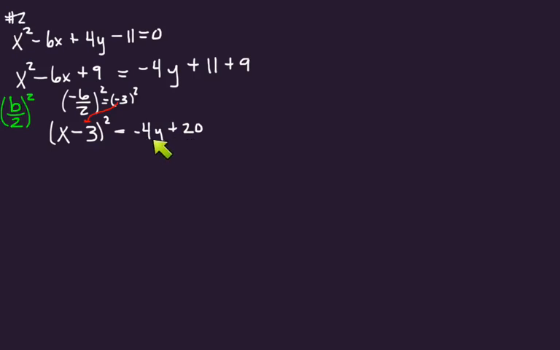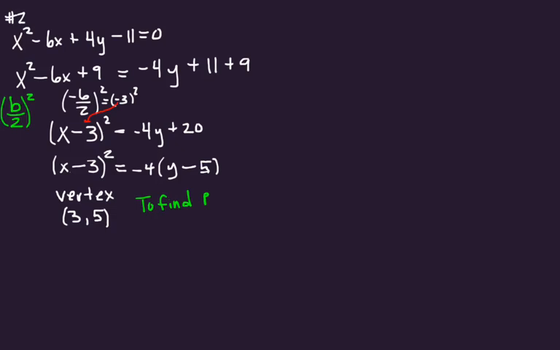But now I need that y to have a coefficient of 1, so I'm going to factor out the negative 4. And that's going to change the sign of the second term, so watch as we do that. And as I write that out, I make sure that if I were to multiply back, say negative 4 times y and negative 4 times negative 5, I get the exact same thing I started with at the top. That lets me know that I factored that correctly. And now we can see my vertex is 3 and 5.